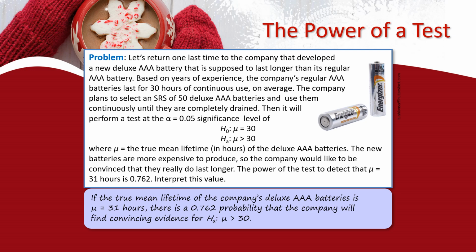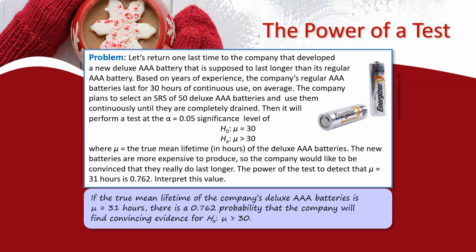That the company will find convincing evidence for the alternate of mu is greater than 30. So what are the components to interpreting this? First, I said, if the true mean is the alternate, then I listed the power. There is at this percent probability.